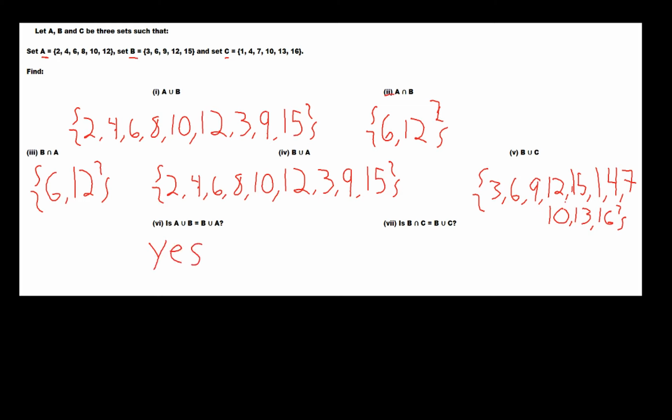Finally, 7 asks us if B intersection C is the same as B union C. Well, no, because B intersection C would result in the things that B and C have in common. So that would result in an empty set, because there's nothing that they have in common. And B union C wasn't an empty set, it had a bunch of things in it, as we saw previously. So that answer is no.